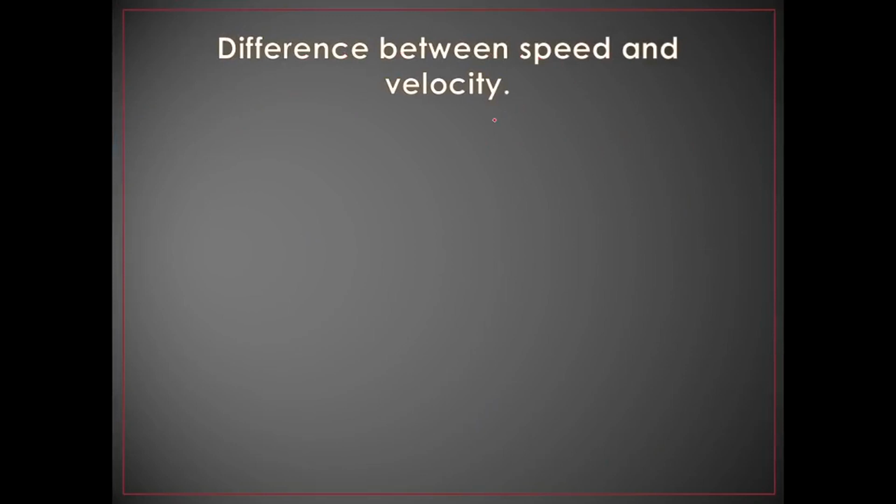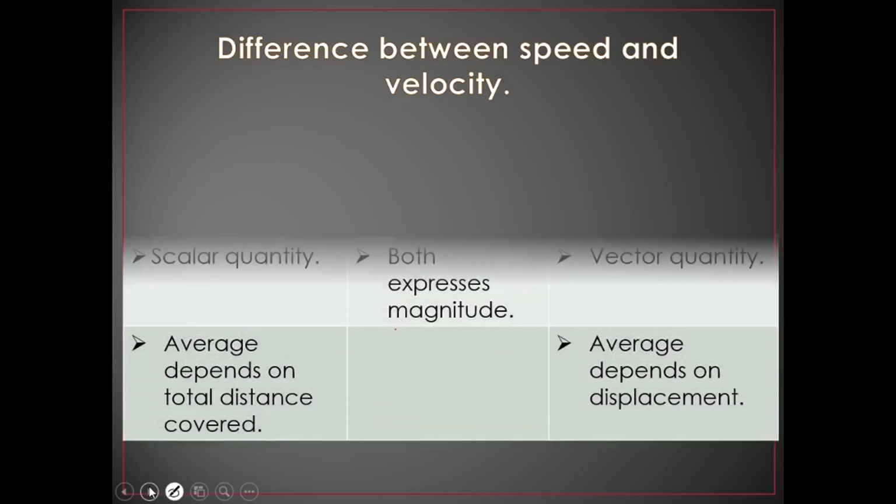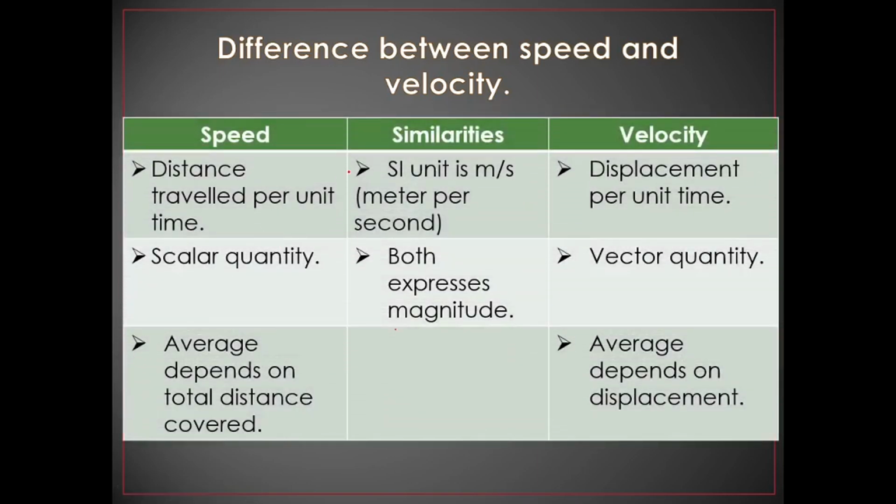Then the difference between speed and velocity. Speed is distance traveled per unit time. There was a graph we saw like this. This is distance and this is time. And similarly, velocity is displacement per unit time.